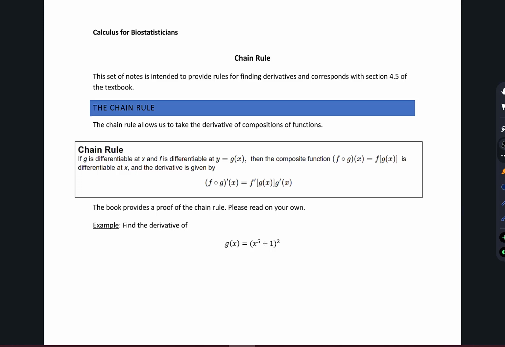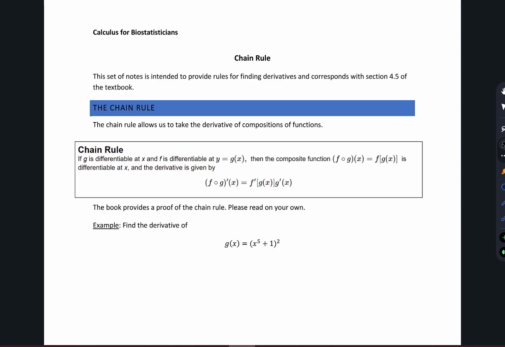In this set of notes, we're going to continue looking at different ways that we can find derivatives. Just as a reminder, up to this point, we've seen how to take derivatives of power functions, when we're adding and subtracting functions, when we have a function multiplied by a constant, when we have a product of functions, when we have a quotient of functions, and now we're going to look at how to take a derivative when we have a composition of functions.